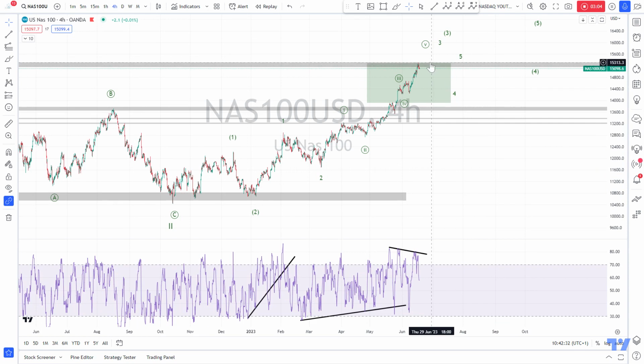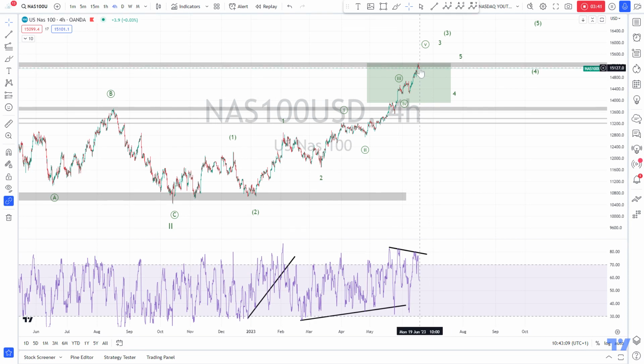What we also see here is that we reached a resistance zone. So this nicely coincides here, the upper boundary of this box and this resistance zone. And what we also see is divergence. We are making new highs in price, but the strength is diminishing. So this indicates that a reversal might soon be there.